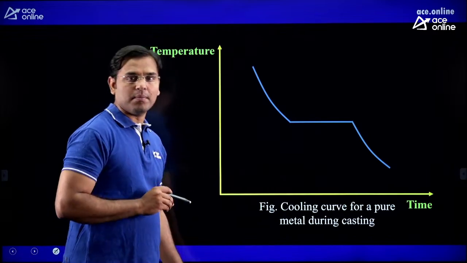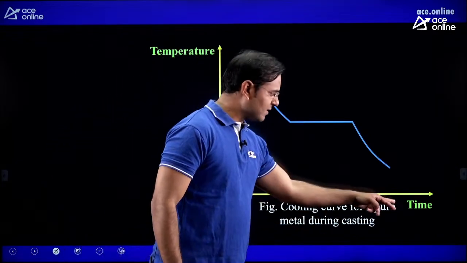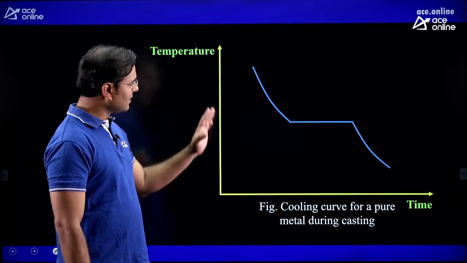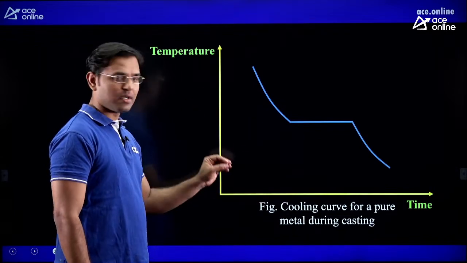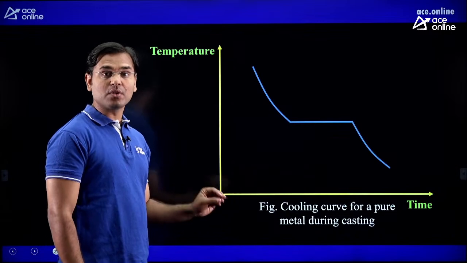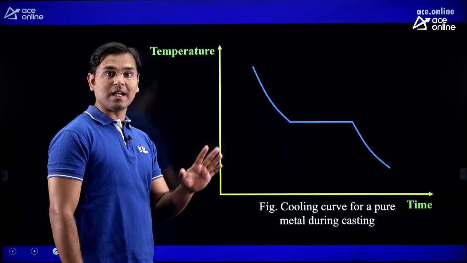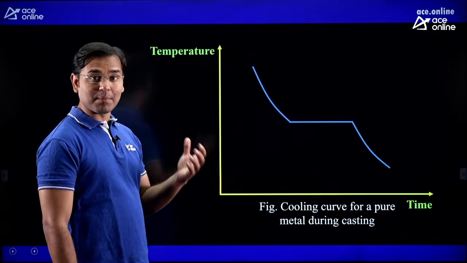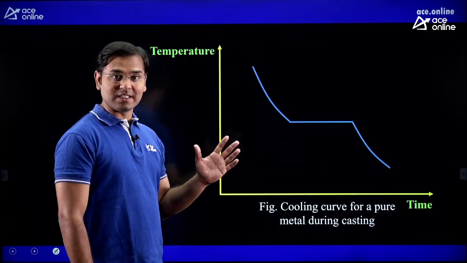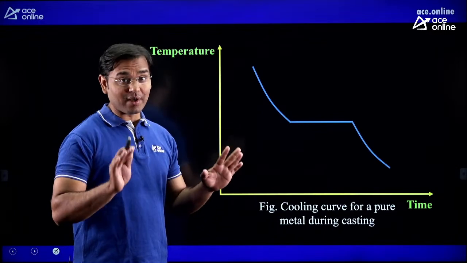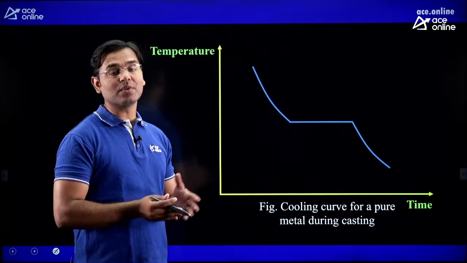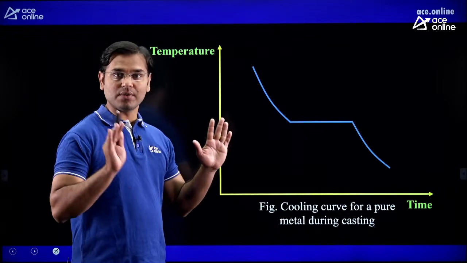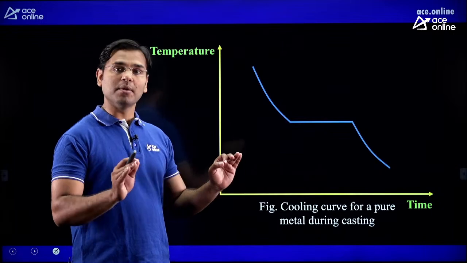Now see this diagram. On the x-axis there is time, and on the y-axis there is temperature. This diagram is the cooling curve for a pure metal. Iron is a pure metal, so we can apply this diagram to iron. Aluminum is a pure metal, so we can apply this diagram to aluminum. But this diagram is not for alloys. Steel is an alloy, because steel is a mixture of iron and carbon. Hence this diagram is only for pure metals.